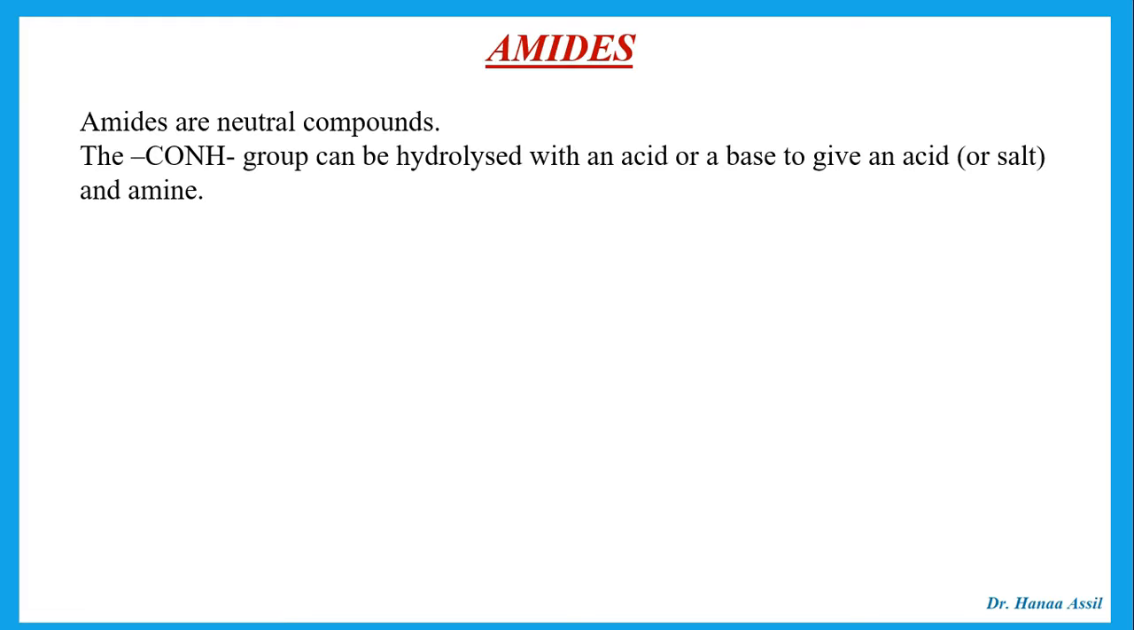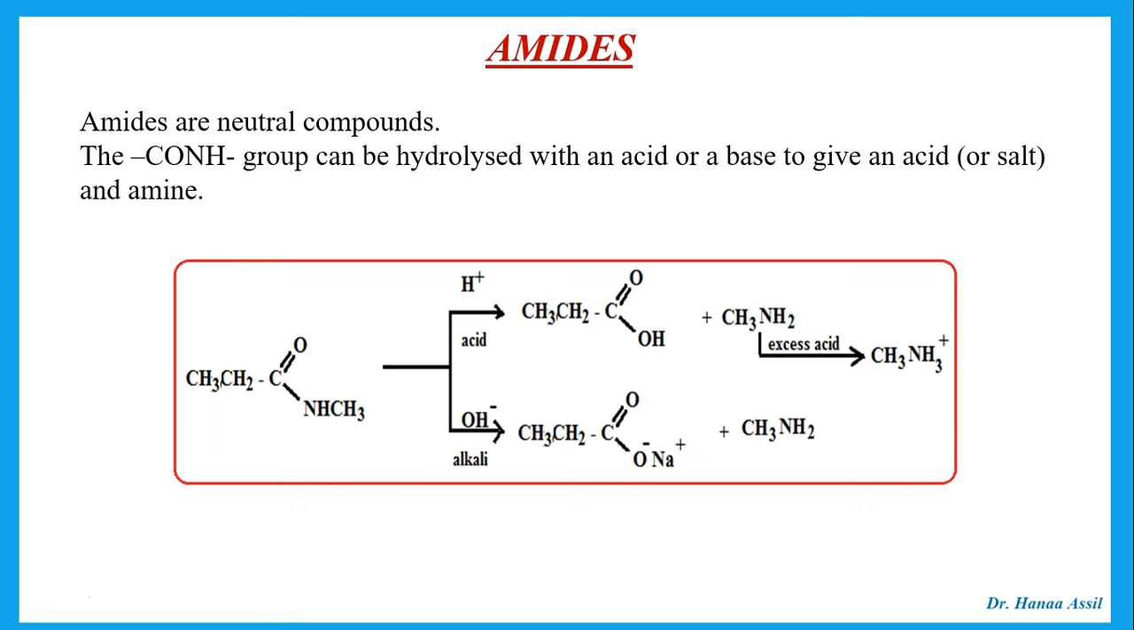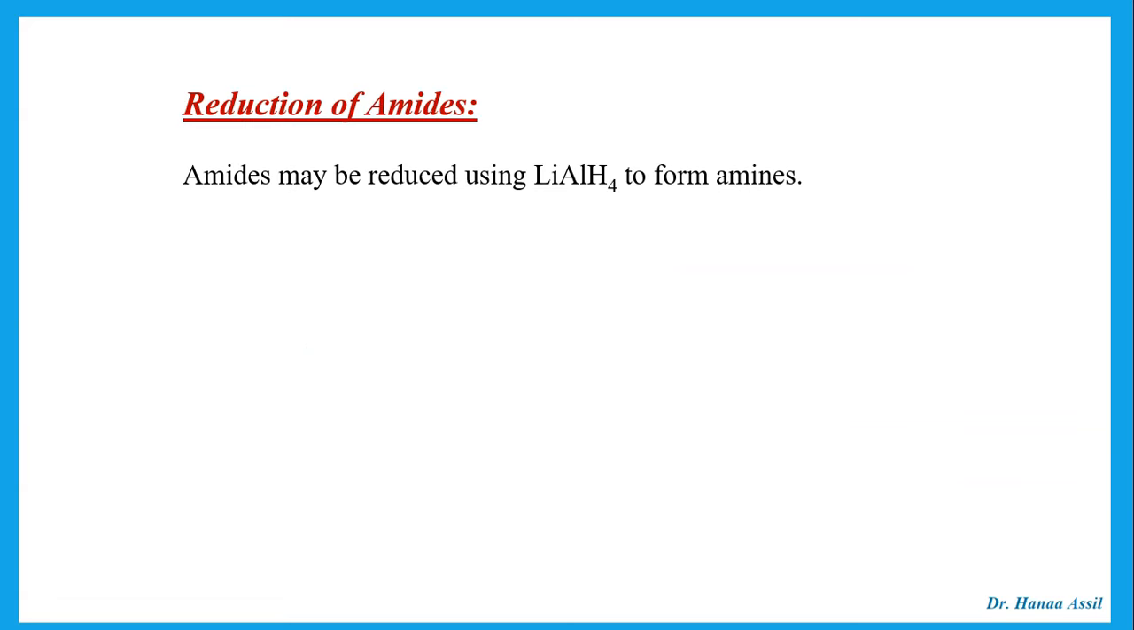So amides, you should know, are neutral compounds. They are compounds that have C double bond O N. So this is an amide. If it's hydrolyzed in presence of acid, it gives the acid plus the amine. If it is hydrolyzed in presence of a base, then it gives the sodium salt plus the amine. Of course, this is very similar to hydrolysis of esters.